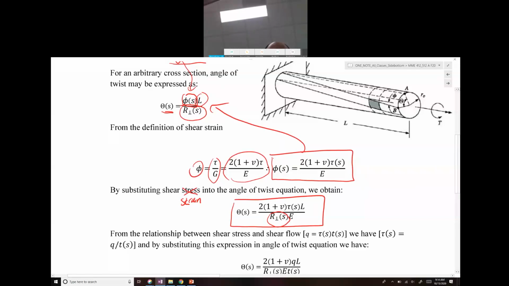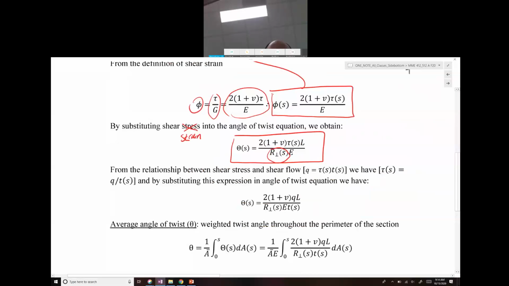So we know that our shear flow is equal to tau of s times t of s. So we can substitute our tau of s equation here, and we can plug it in to get this equation here for theta as a function of s.